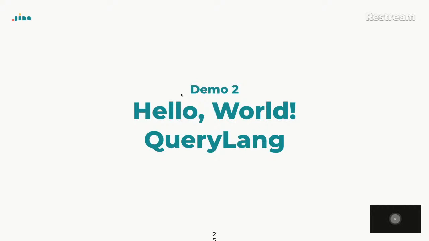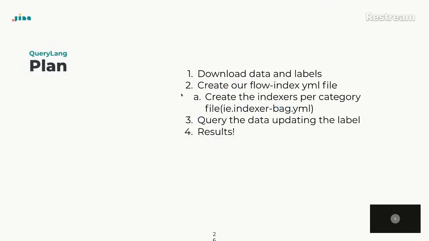And for that, we use something called query language. This is the plan, just so you know the overview. We're going to download the data and the labels of the same Fashion-MNIST dataset. Then we're going to create our flow index. I'm going to show you how you can do it, not only with Python, but also maybe with a YAML file. If it gets too big, maybe if you have too many pods, it's not the best to add it directly in Python. We're going to create the indexers for the category, so we're going to see the bags and the shoes and so on, and then query.